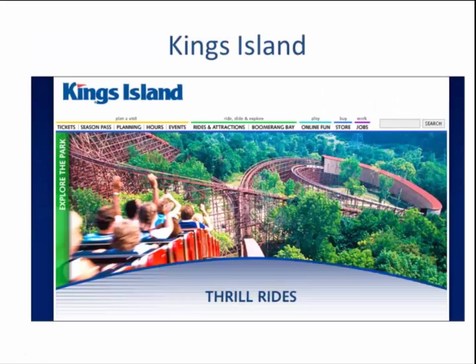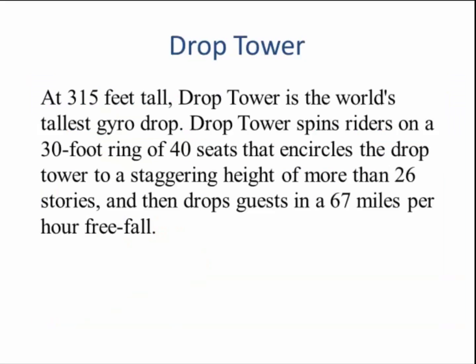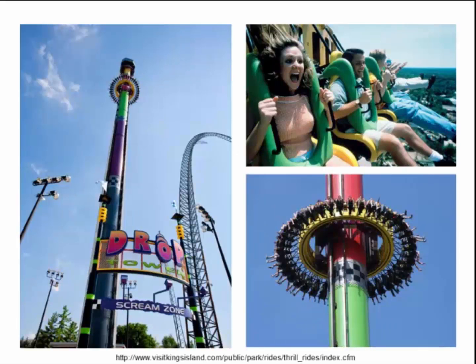The next example involves Kings Island. Drop Tower. At 315 feet, Drop Tower is the world's largest gyro drop. Drop Tower spins riders on a 30-foot ring of 40 seats that encircles the tower to a staggering height of more than 26 stories, and then drops the guests in a 65-mile-per-hour free fall. So here's some pictures.